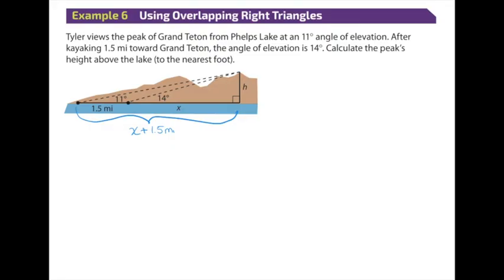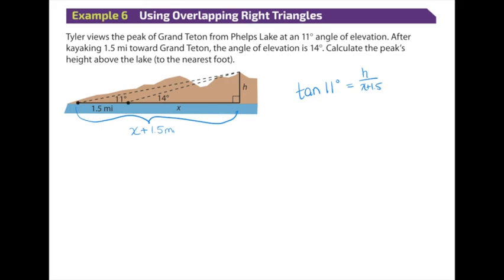The first one we're going to say is this 11 degrees. The sine of 11 degrees, right, should equal, we're going to use tangent actually because we don't know our hypotenuse and I don't want to calculate it. So we're going to use tangent. So the tangent of my 11 degrees, that's this first triangle, should equal my opposite, that's height, over my adjacent, which is the x plus 1.5. Correct? So far, so good.